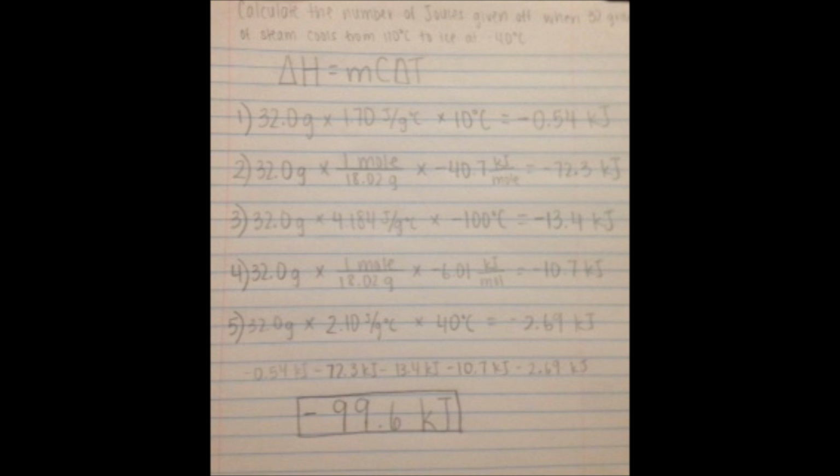The last calculation, the fifth calculation, looks also very similar to the first calculation, but instead of using the specific heat of steam, we are now using the specific heat of ice, or 2.10 joules over grams per degree Celsius. This we multiply by negative 40 degrees Celsius because that's the difference between 0 degrees Celsius and negative 40 degrees Celsius. Now all these values will be negated since energy is decreasing when it goes from steam to water to ice. The speed, or the kinetic energy of the molecules, is significantly decreasing, and when we total all of these values, we get negative 99.6 kilojoules.